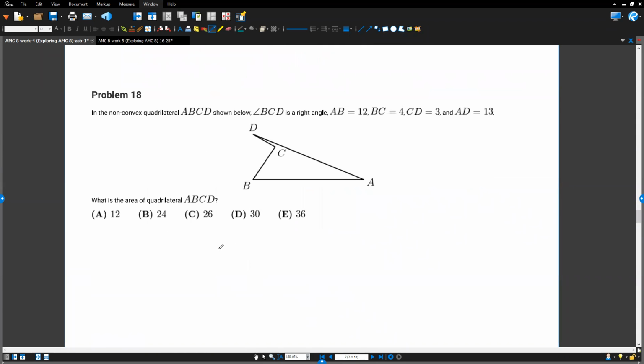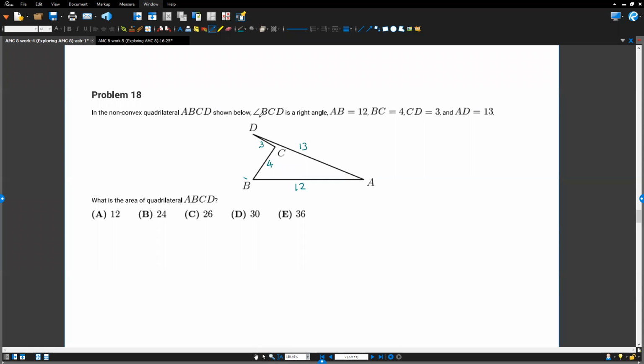All right, number 18. I think we did this a long time ago. This is not convex. This is convex, okay? This is outside, this is inside, interior angle greater than 180. That is a convex figure anyway. All right, AB is 12. This is 12. And BC is 4. And CD is 3. And also AD is 13.